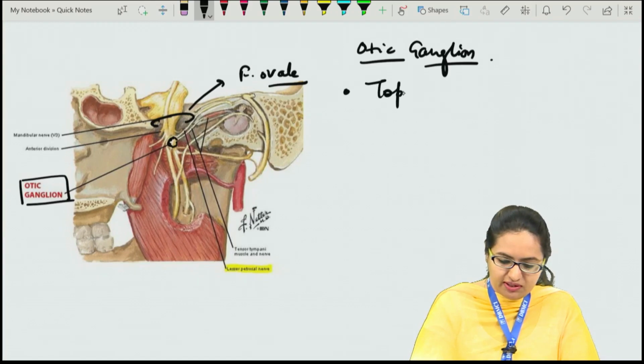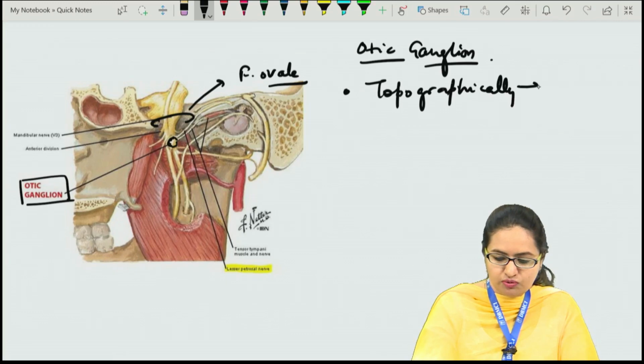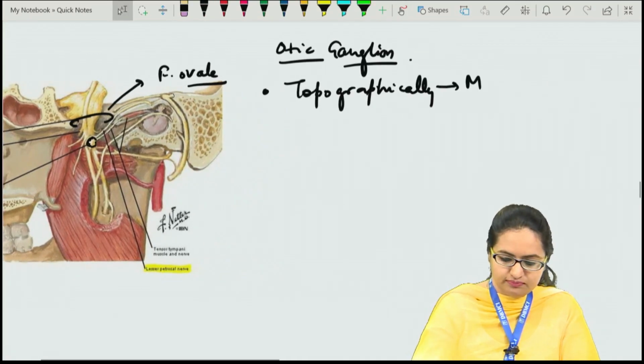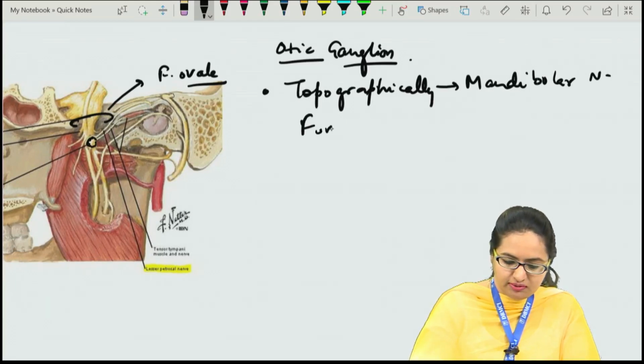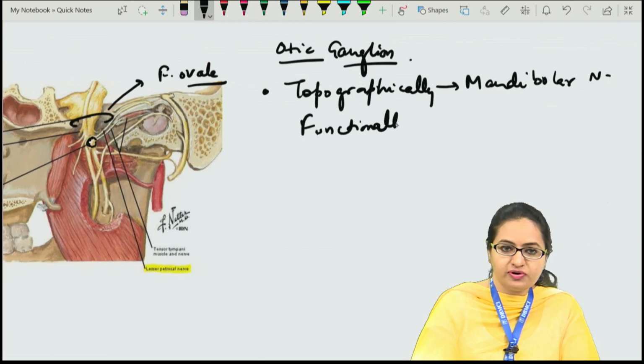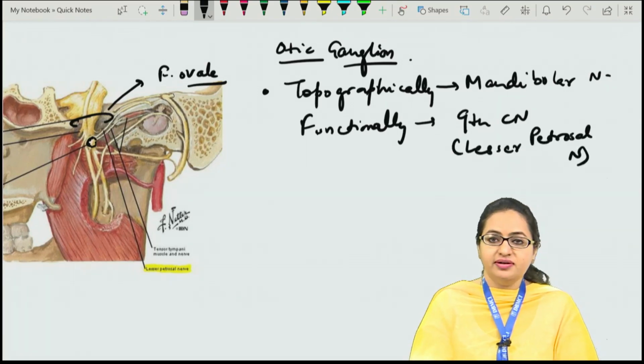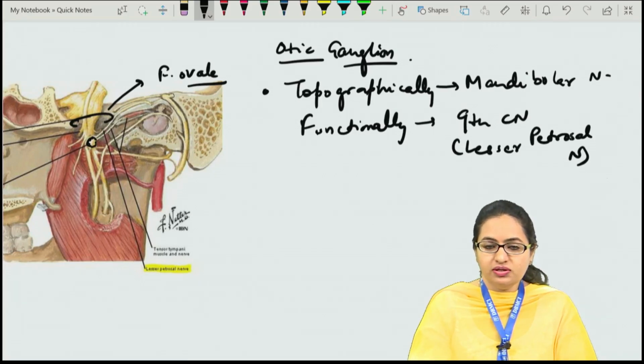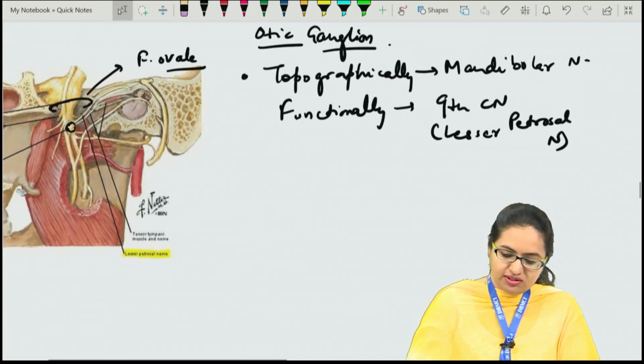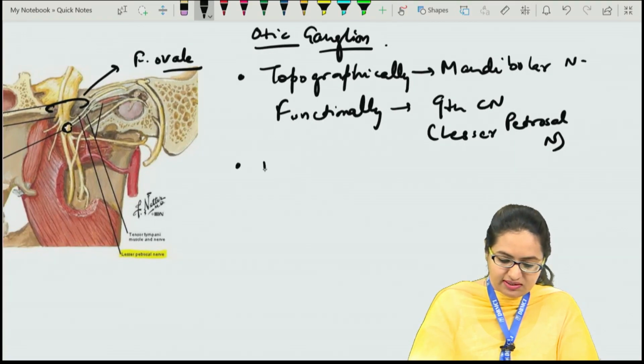It is topographically related to the mandibular nerve, and functionally it is related to the glossopharyngeal nerve, specifically the lesser petrosal nerve. So topographically related to the mandibular nerve, and functionally related to the glossopharyngeal nerve, specifically the lesser petrosal nerve, and lying just below the foramen ovale.